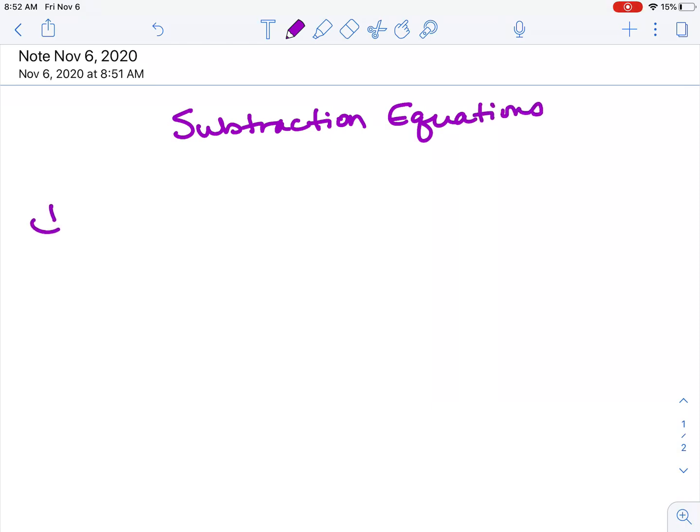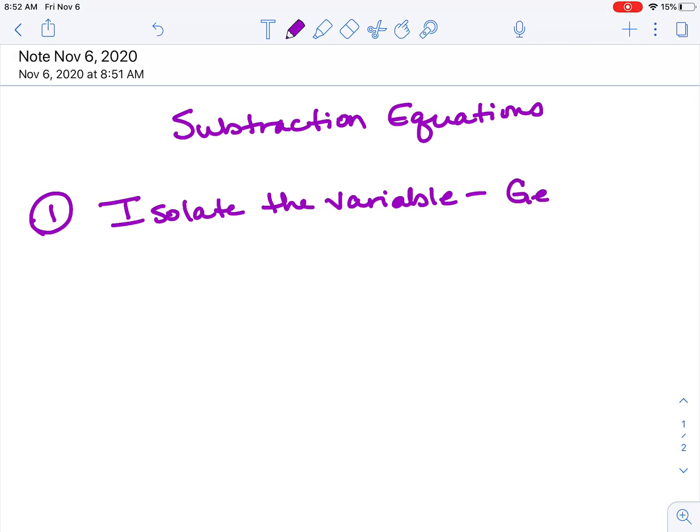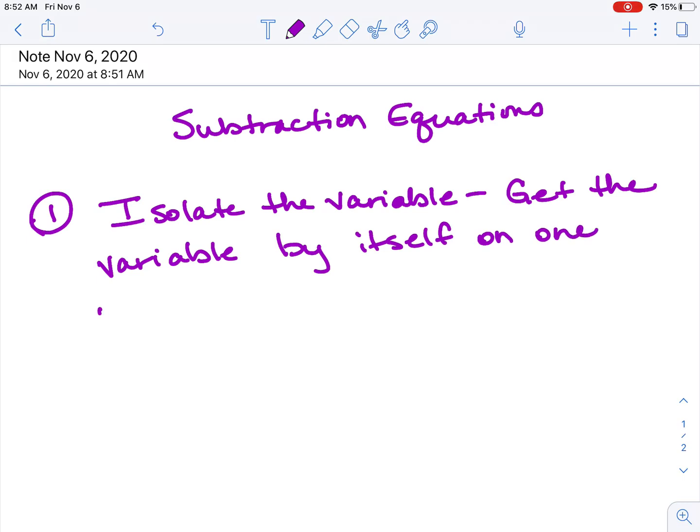Alright, the three things you have to do to solve an equation: one, you have to isolate your variable. And all that means is you want to get the variable by itself on one side of the equation. Like yesterday when we had a plus 16 equals 34.